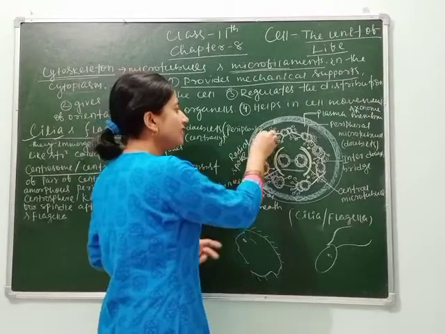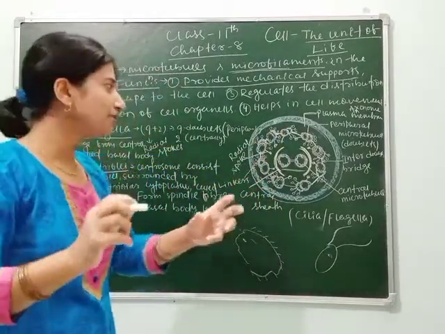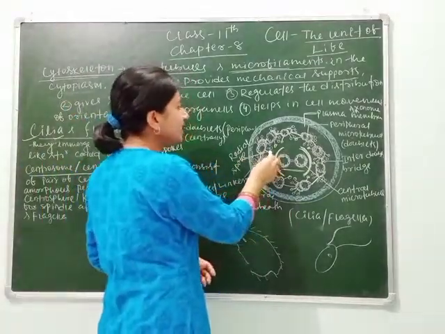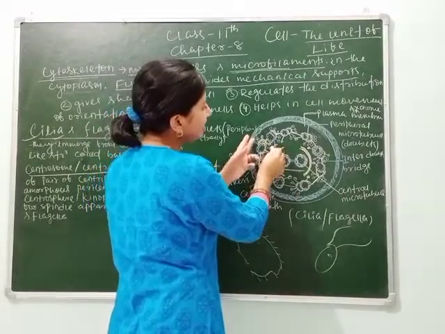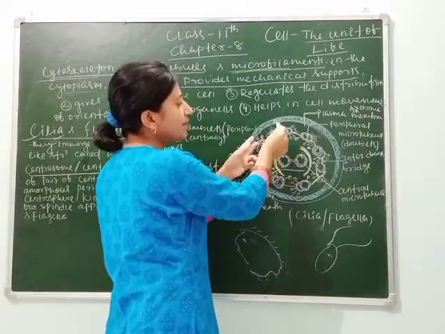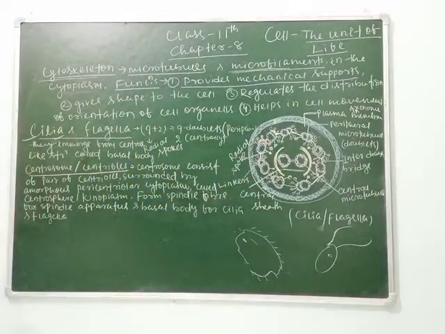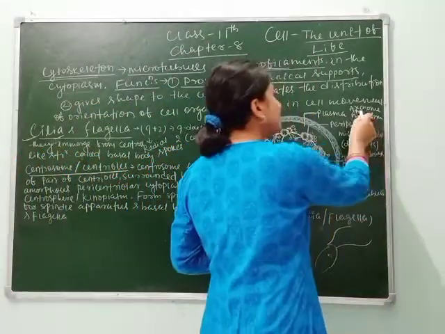These linkers, what is their function? The linkers hold the peripheral microtubules or rings with each other, and here you can see 5 radially arranged spokes. Radially arranged spokes are found in every peripheral microtubule. Is that clear, students?